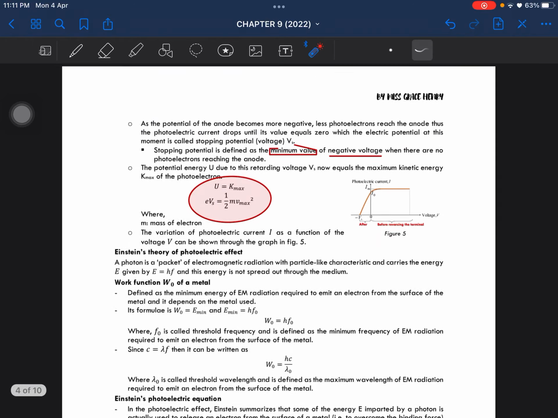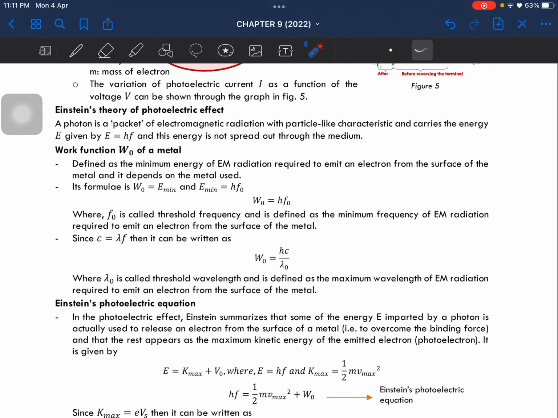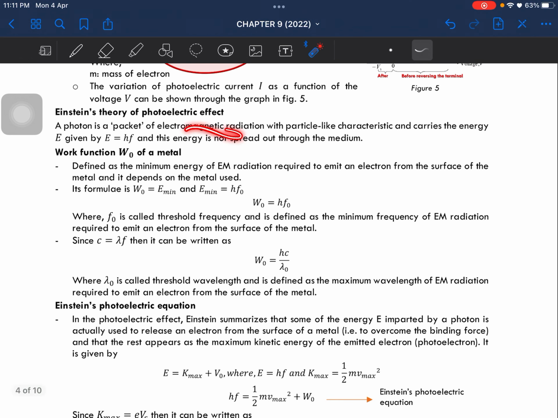Right, so that is that. Then let's look at the Einstein theory of the photoelectric effect. We know that a photon is a packet of electromagnetic radiation with particle-like characteristics and carries the energy E given by this. This energy is not spread out through the medium, it is a packet, a bundle of energy. It's discrete. So that is the Einstein theory.